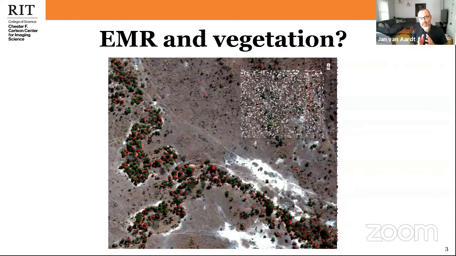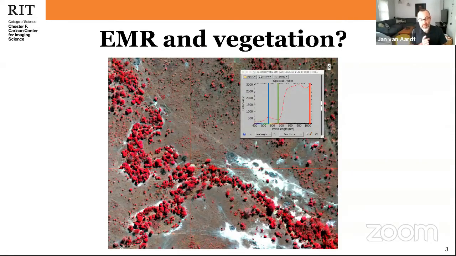But if I look at that scene in near-infrared displayed as red, red displayed as green, and green energy displayed as blue, you've probably seen this kind of false color composite. And suddenly all the vegetation appears red because red represents near-infrared reflectance.